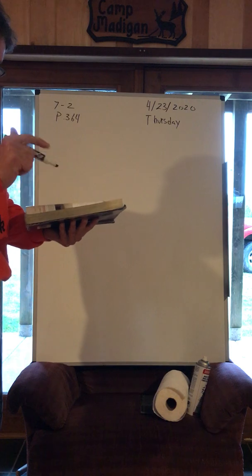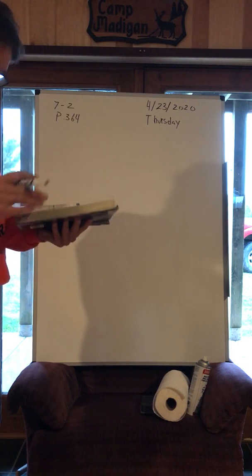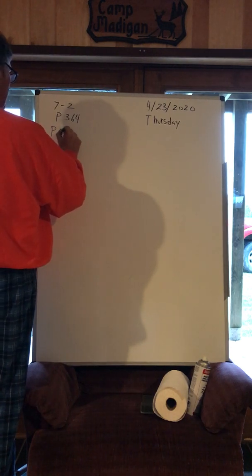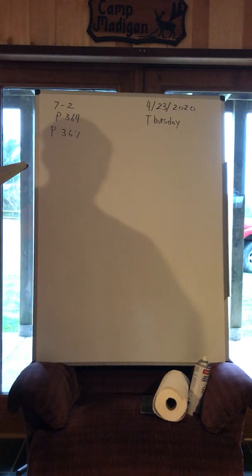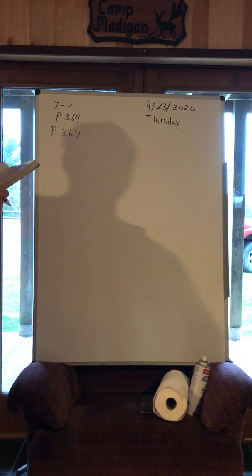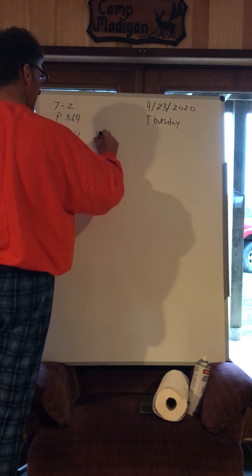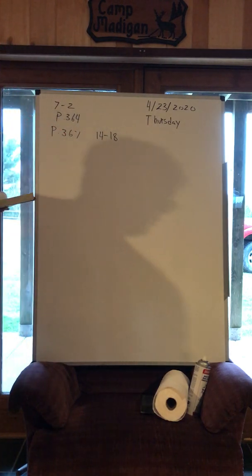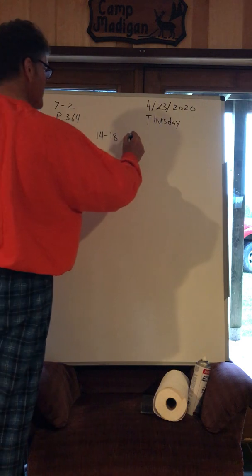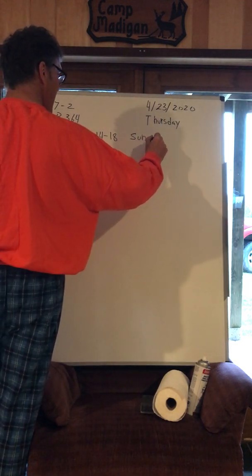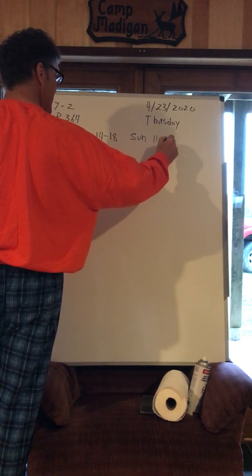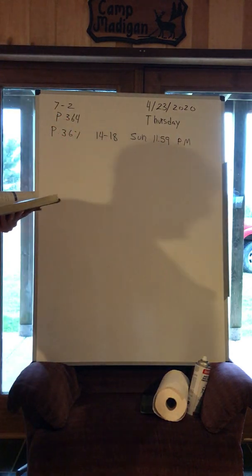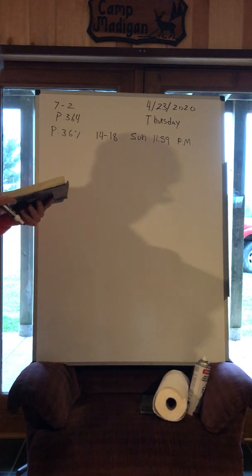So what's due Monday morning is going to be page 367, and you're going to do 14 through 18. And they're due Monday morning, or let's say Sunday night at 11:59 p.m. That way I wake up on Monday morning and grade these and get them in.